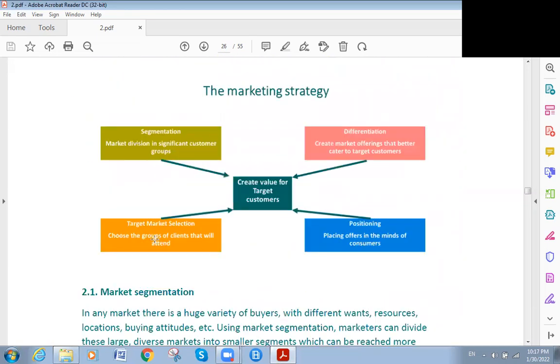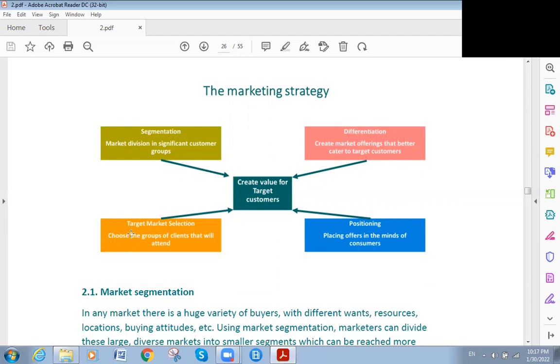Also, I would like to talk about the marketing strategy. What marketing strategy are you using? Are you using segmentation? By segmentation, you divide the market into parts. Then you serve each part with a unique 4 Ps. Or are you going to use differentiation, which creates a market offering that better caters to target customers?